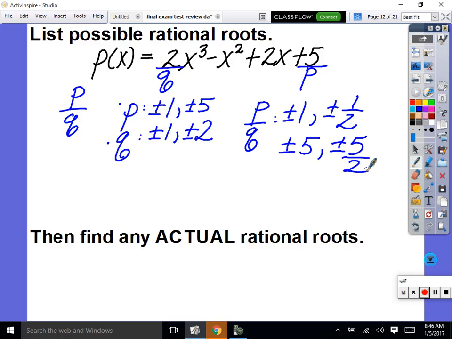So remember, if it says list of possible rational roots, that would be all we have to do. Those are the possible rational roots. Now I'm going to remind you of how to find any actual rational roots. Out of those, are there any that are the actual solutions of this polynomial? Remember that I let you graph it. So everybody, we will graph it.